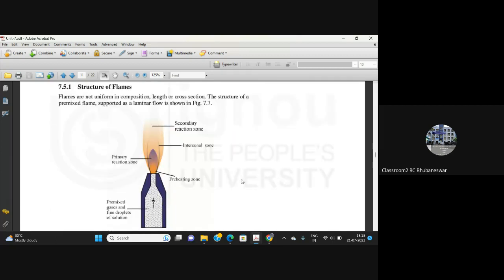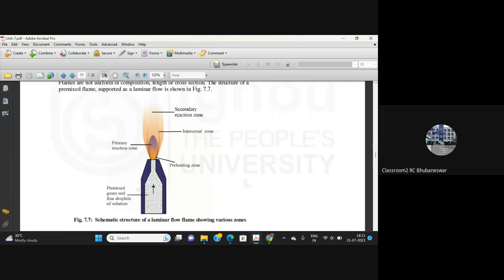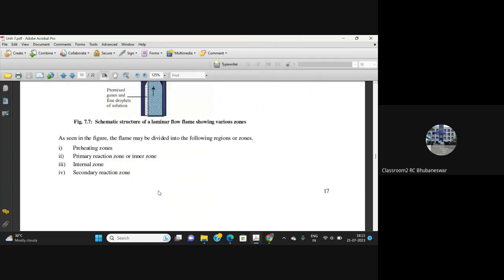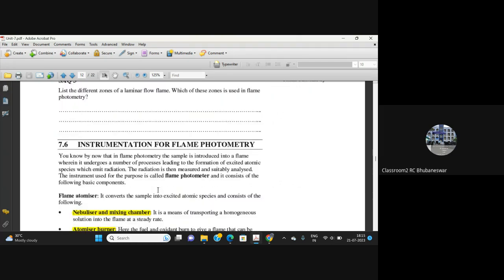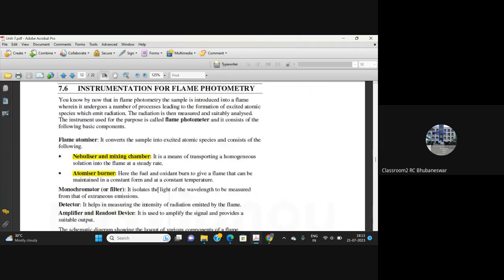And this is the structure of flame. Here the nebulizer is there, which means the sample is there. This I will show you in the next part. Here is the instrumentation for flame photometry. So the flame atomizer is very, very important here.